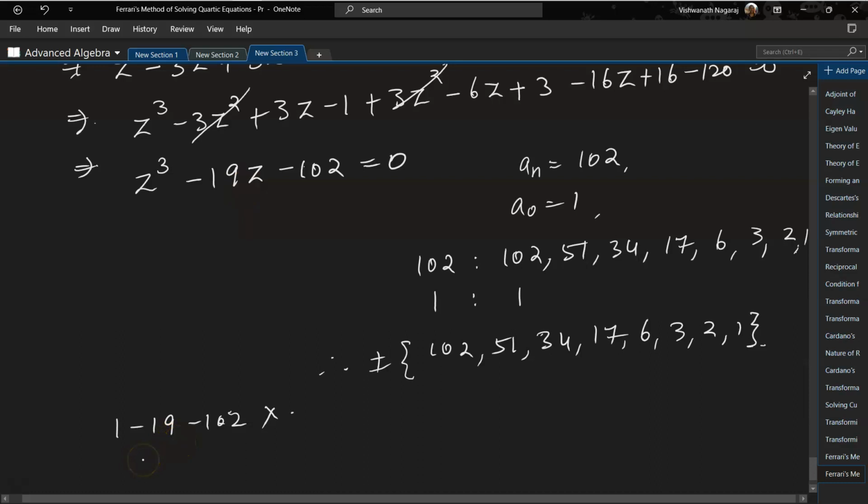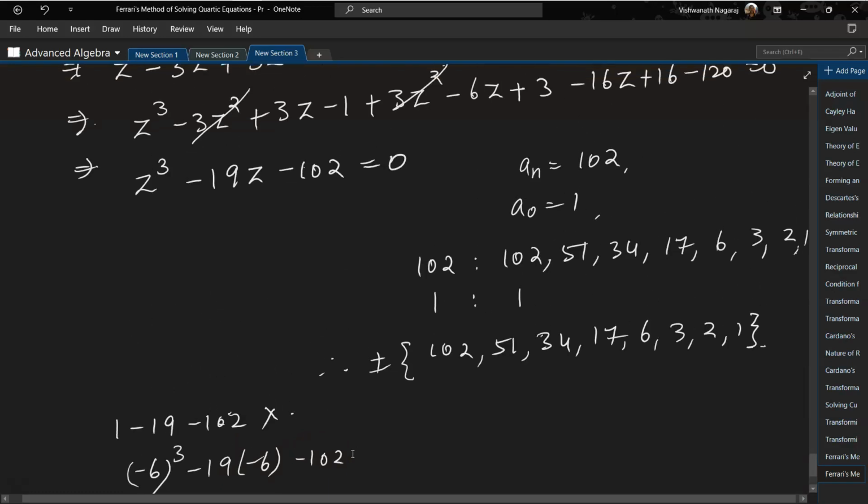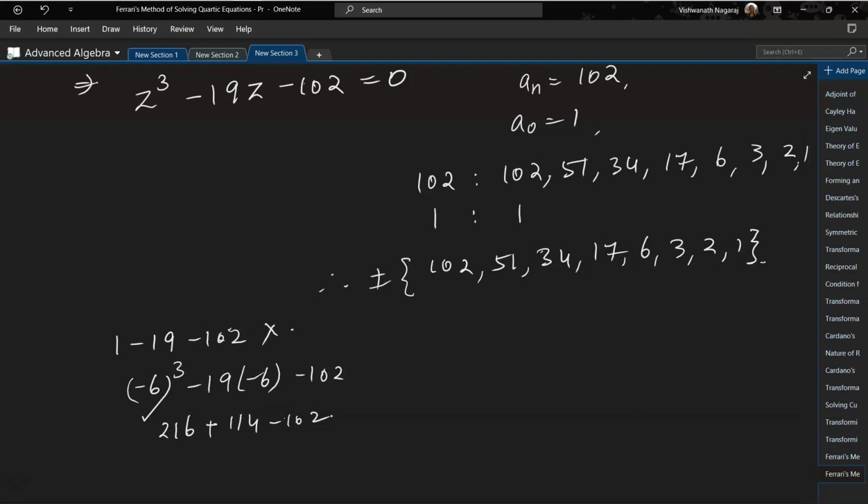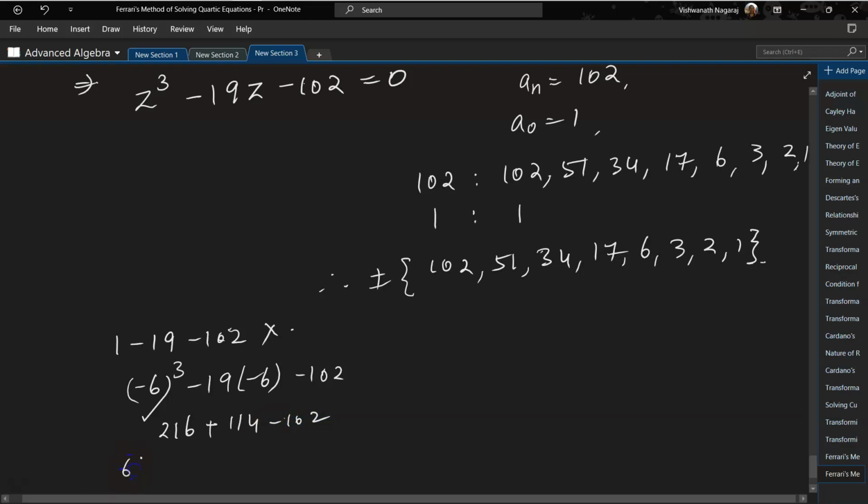What about 6? No, the minus will be up, so this has to become plus. So for this to become plus, minus 6, let's say. So minus 6 cubed minus 19 times minus 6 minus 102. So what do we have? This becomes minus 216 plus 114 minus 102. Does this work out? No.